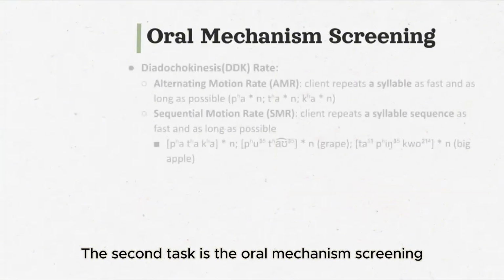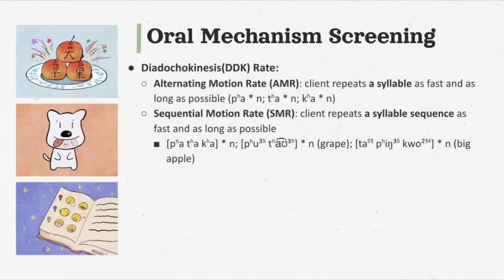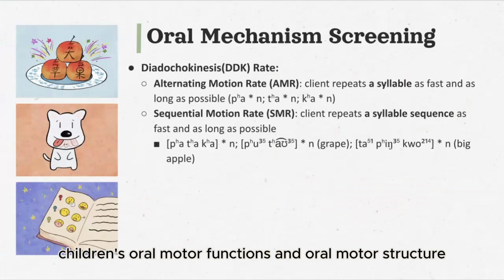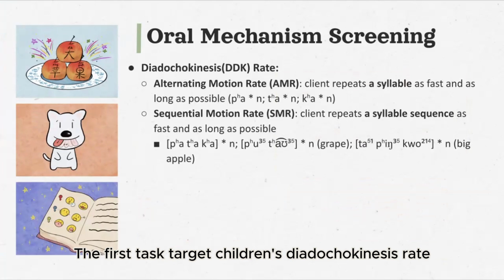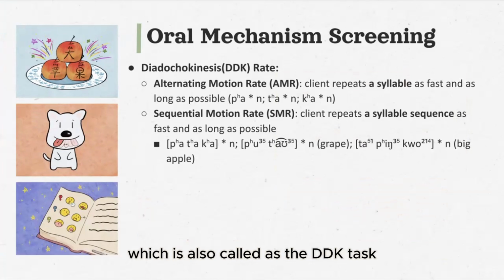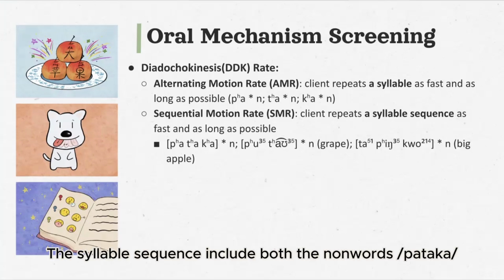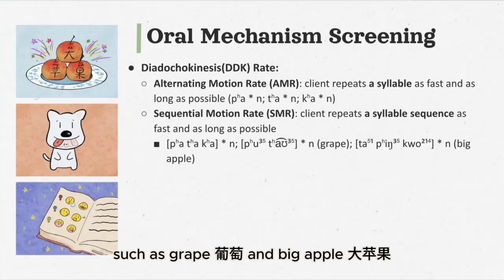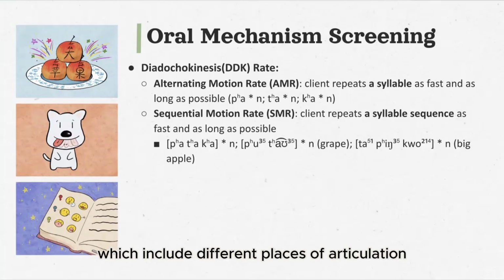The second task is the oral mechanism screening. It includes 3 parts and aims to evaluate children's oral motor functions and oral motor structure. The first task targets children's diadochokinesis rate, which is also called a DDK task. The syllable sequence includes both the nonsense word pataka and also real words in Mandarin, such as grape, 葡萄, and big apple, 大苹果, which include different places of articulation.